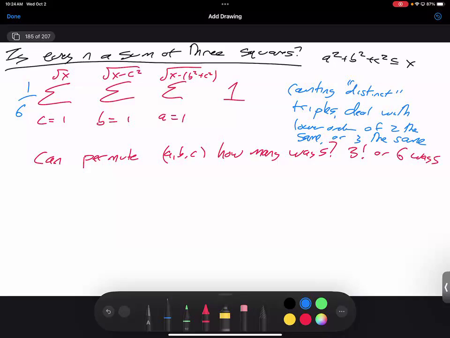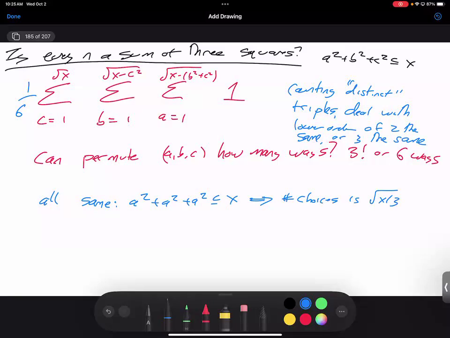So how many triples would there be if they're all the same and a squared plus b squared plus c squared is at most x? We want a squared plus a squared plus a squared to be less than or equal to x. How many choices are there? Square root of x over 3. Even if you didn't have this over 3, the number of choices is going to be growing like the square root of x. That's much smaller than something of size x.